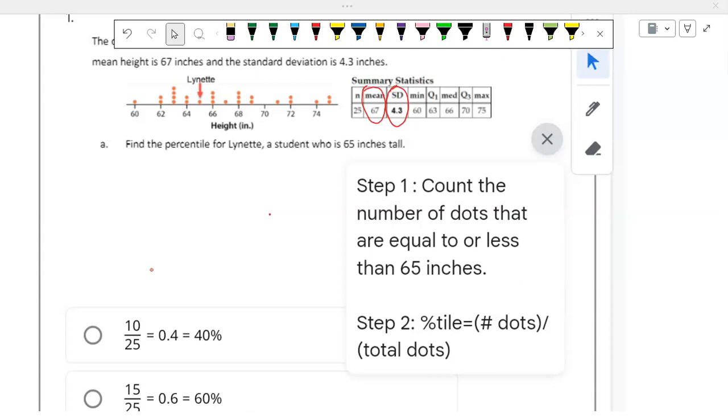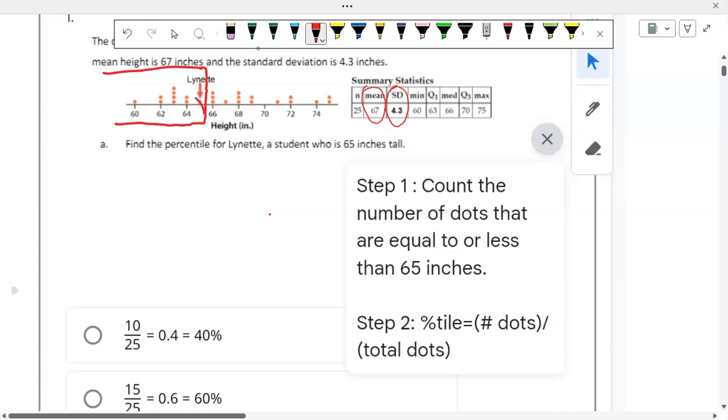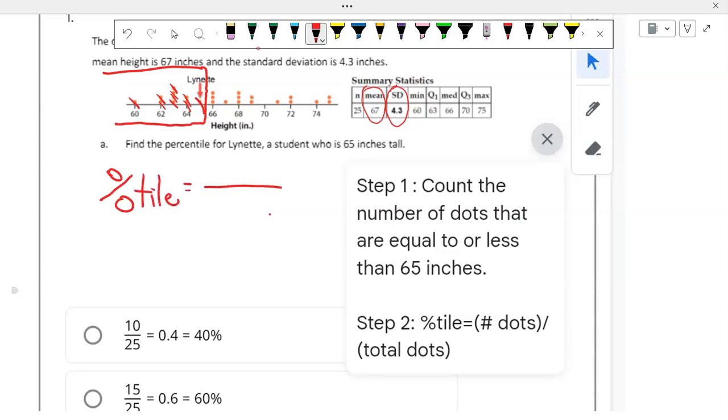And then the hint that I gave you is count the number of dots that are equal to or less than 65. So here's our 65. So we're going to count all the dots to the left of that. 1, 2, 3, 4, 5, 6, 7, 8, 9, 10. So the percentile is going to equal the number of dots, that was 10, out of the total number of dots, which was 25, and 10 divided by 25 is 40%.